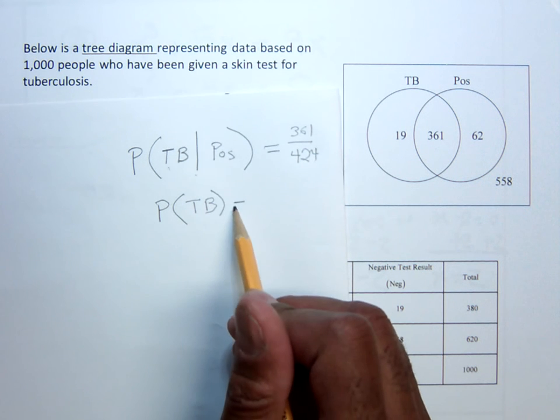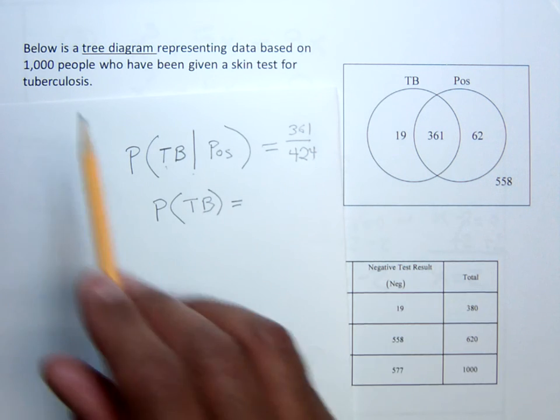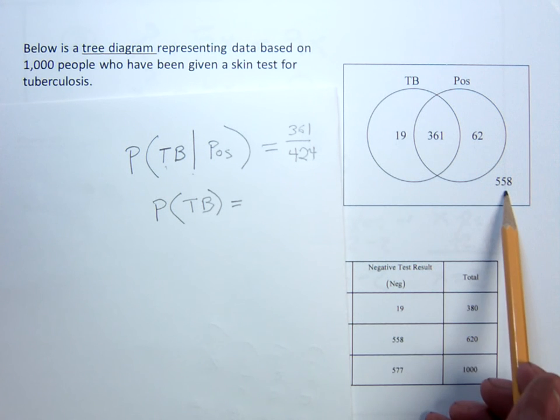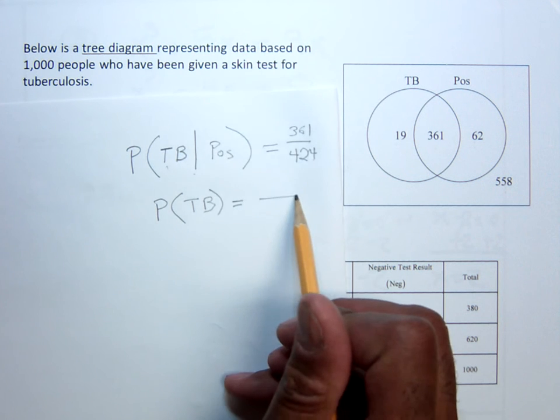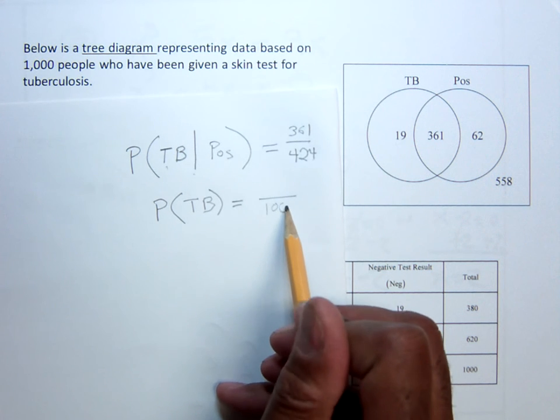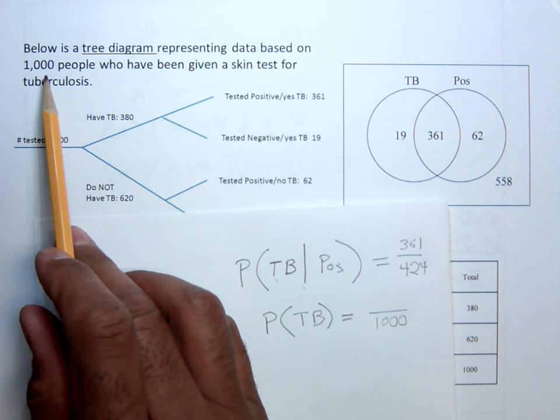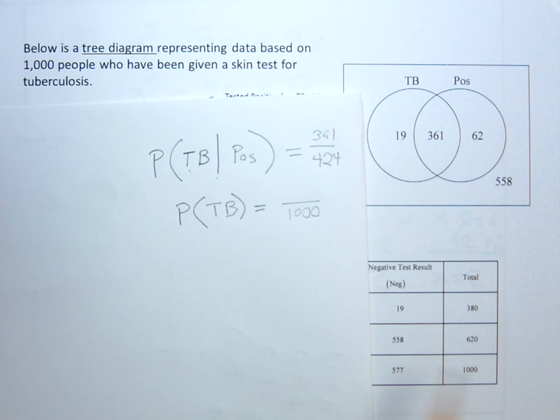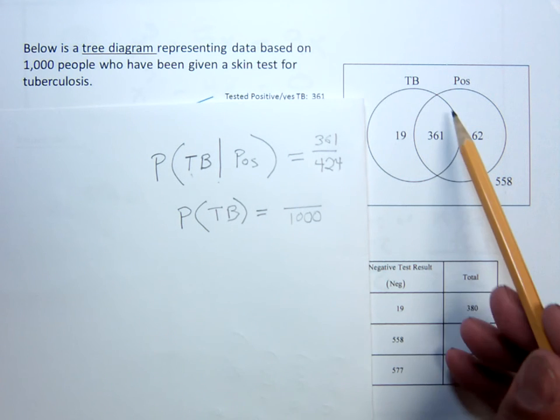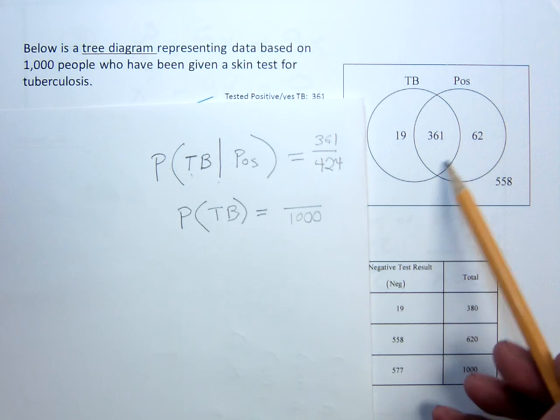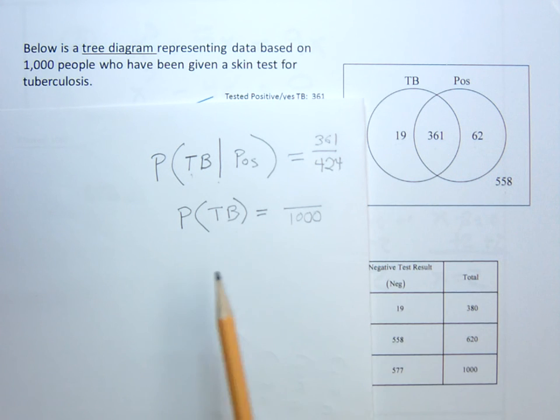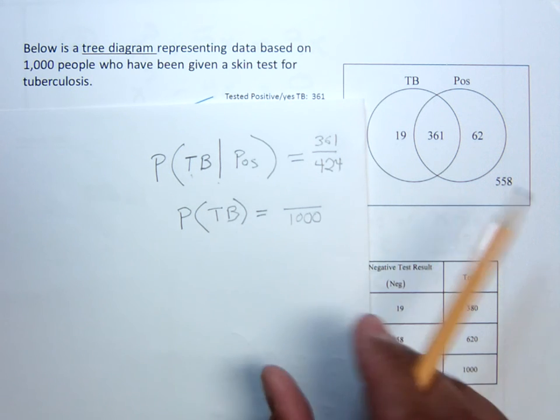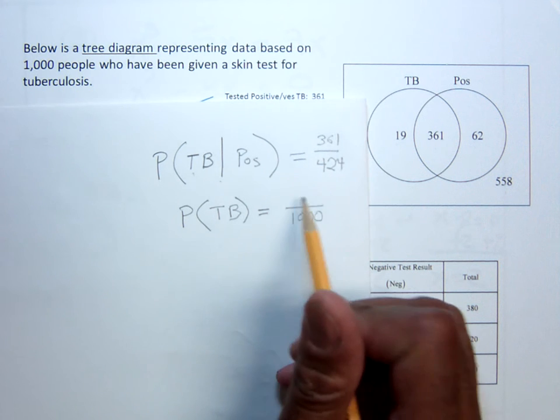So if we add up all three of these, and they've told us, we have 1,000 people. If you add up 19 and 361 and 62 and 558, we'll have 1,000 people. Again, that was also given to us right here. But we want to know, of those 1,000 people, how many have tuberculosis? Well, there's a couple ways to find out. One way is by looking at this diagram. In this circle, there are 19 people that are in this crescent region, plus 361 in the lens region. And if we add those up, we'll get 380.